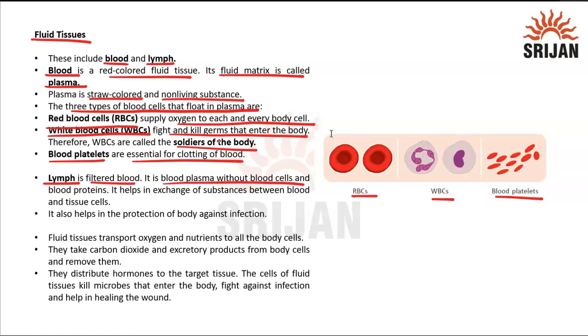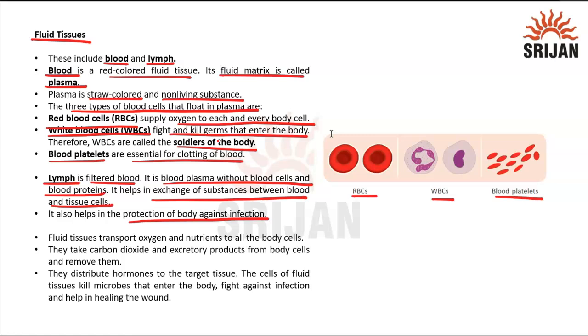It is blood without the plasma, or without blood cells and blood proteins, meaning it has a very specific kind of substance. It helps in the exchange of substances between blood and tissue cells. The main function here, and why it is devoid of all of these things, is that it is involved in the protection of the body against infection. This is a part of your immune system, one of the functions performed by your body.